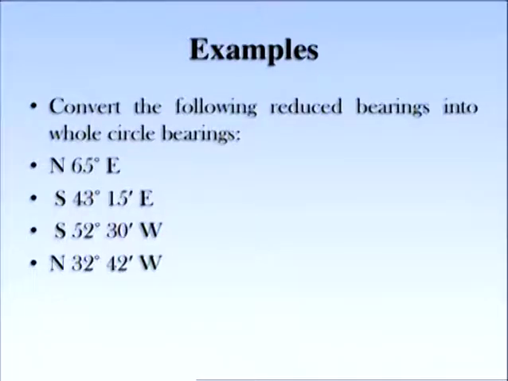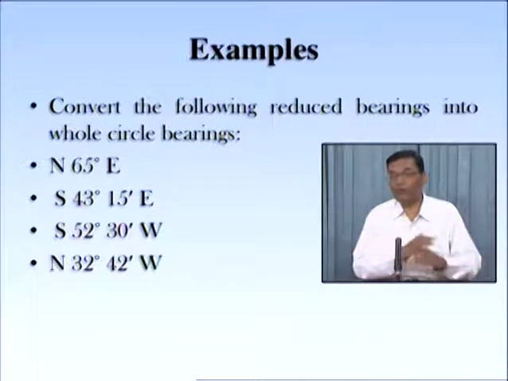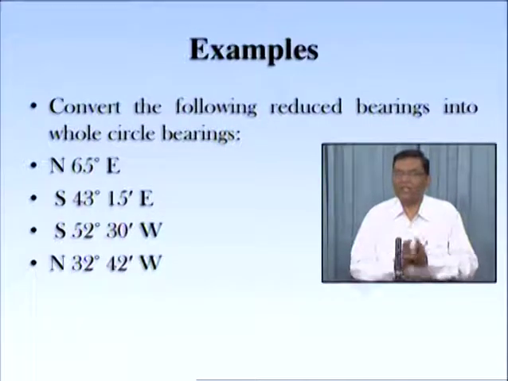Likewise, now convert the following reduced bearing into the whole circle bearing. The way in which we convert the whole circle bearing into the reduced bearing, the same way we have to convert the reduced bearing to whole circle bearing. We have to convert in both ways, we have to interchange our reading. So here is one example.